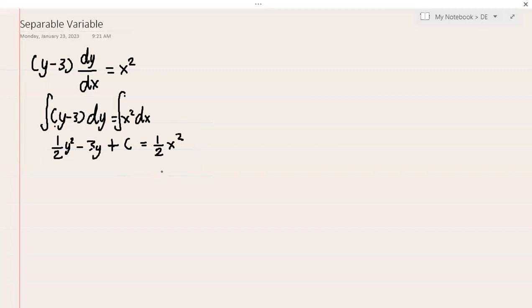Or you can still simplify this one. Pwede tayo mag-cross-multiply kasi itong 2 na denominator, we can multiply dito sa left side. So if we multiply 2 on the left side, we will have y squared minus 6y plus 2c, or c na lang, is equal to x squared. Kung gusto nyo ilagay si c on the right side, no problem. I-transpose mo lang si x squared on the left and si c on the right side. We will have y squared minus 6y minus x squared is equal to c.